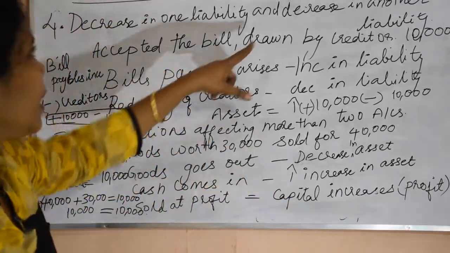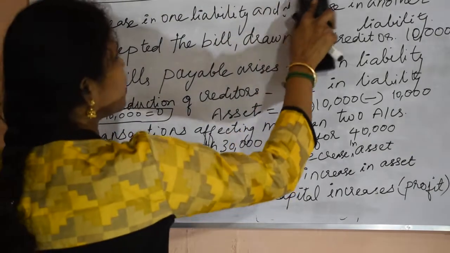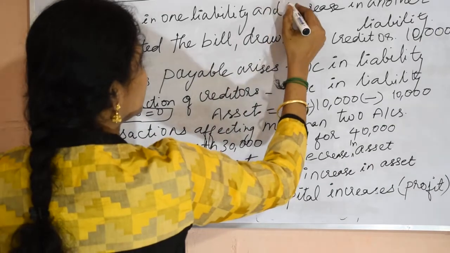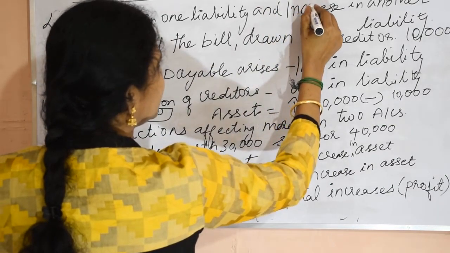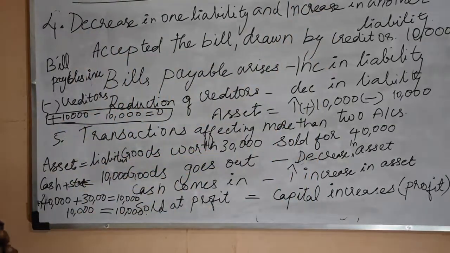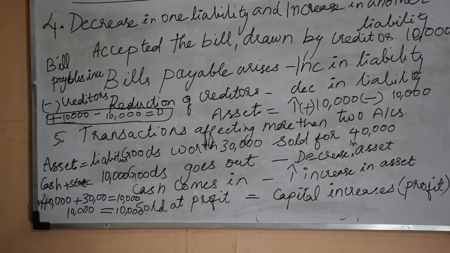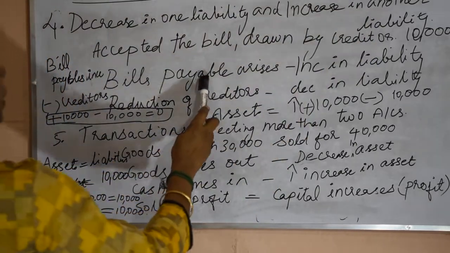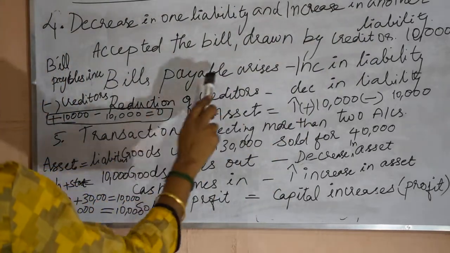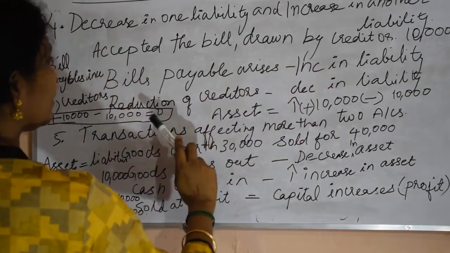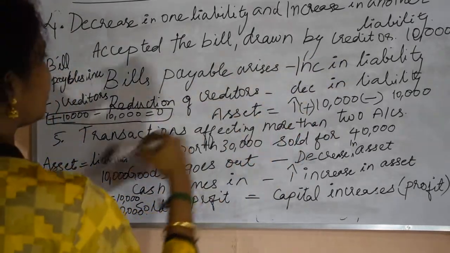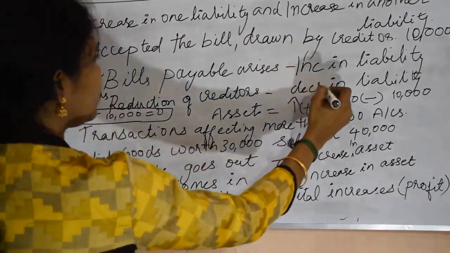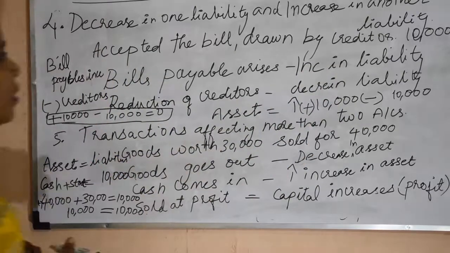I have written wrongly as decrease instead of increase. So I will rub it out and write increase in the one asset, increase in the other liability. Okay, decrease in one liability and increase in the other liability. Here I have clearly written bills payable arises, increase in liability, and the reduction of creditors, decrease. This one is a decrease. I have put it as DEC. DEC means decrease in liability.